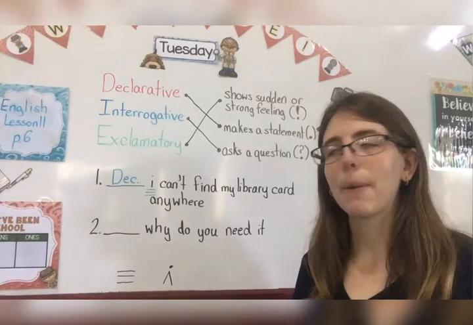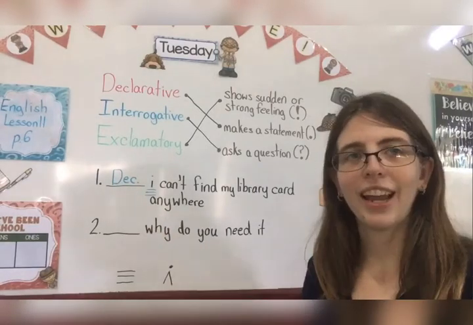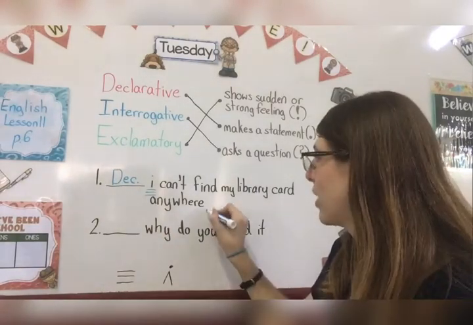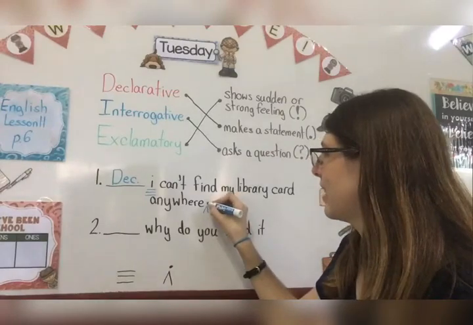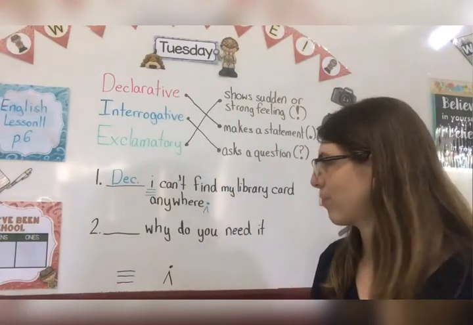Now I need to add punctuation to the end of my sentence. Since I chose declarative, that means the punctuation I need to add is a period. All right, let's do number 2.